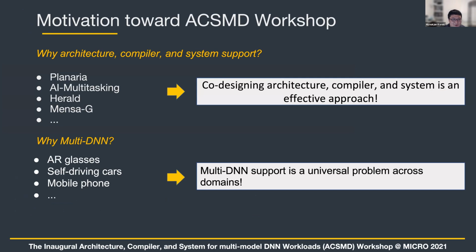Other related works are also performing co-design. Co-designing architecture, compiler, and system is an effective approach, as shown in these related works. And we've seen why we are getting multi-DNN by many examples such as AR glasses, self-driving cars, and mobile phones. So multi-DNN support is now a universal problem across many domains.